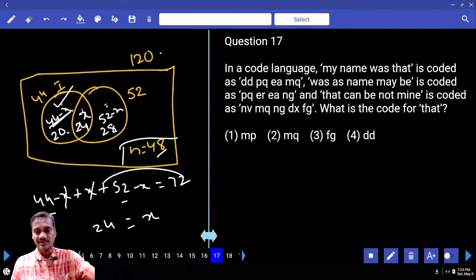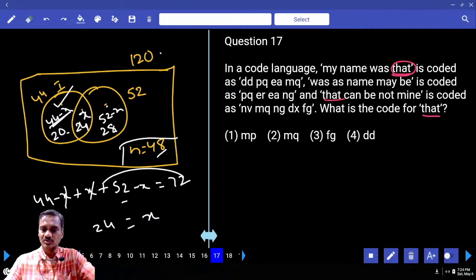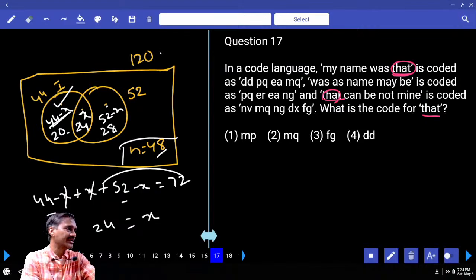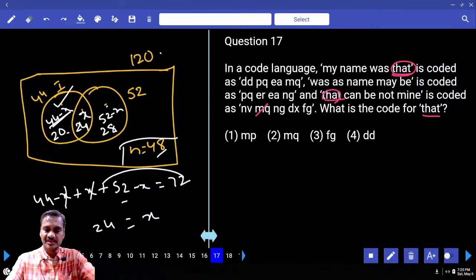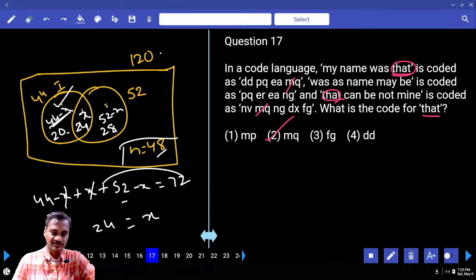Then the 17th one. Now in the 17th one, what is the code for that? What is the code? That is here, isn't it? Now that is here. That can be not mine. Between these two, that is the only word that is common. As that is the common word, what is the common code? MQ. And the code for that is MQ, choice 2, the 17th one.